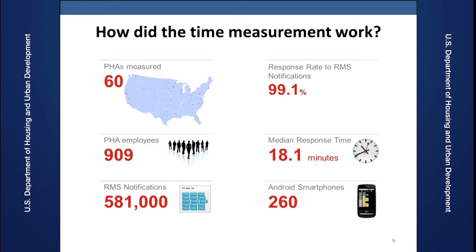So overall, how did the time measurement work? It was very, very successful, thanks to all the staff that put in their hard work on this. As I mentioned, it happened over an 8-week period at each PHA, and we did that in cohorts of 6 to 8 PHAs approximately between January 2013 and April 2014, so that we're going year-round in cohorts of PHAs. We collected more than 580,000 notifications from more than 900 staff. And again, we achieved a 99% response rate, which meant that 99.1% of those notifications were responded to, with a median response time of 18 minutes.